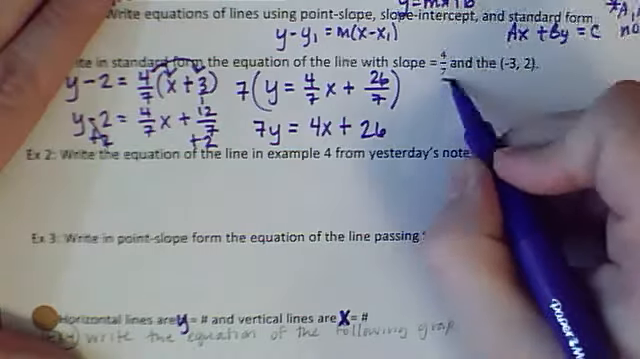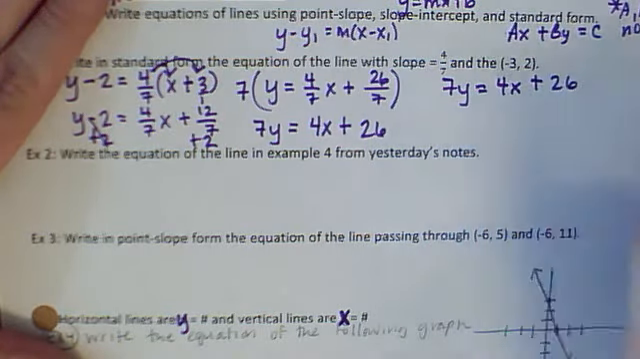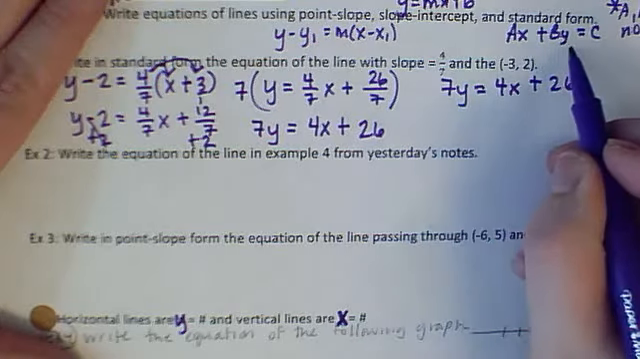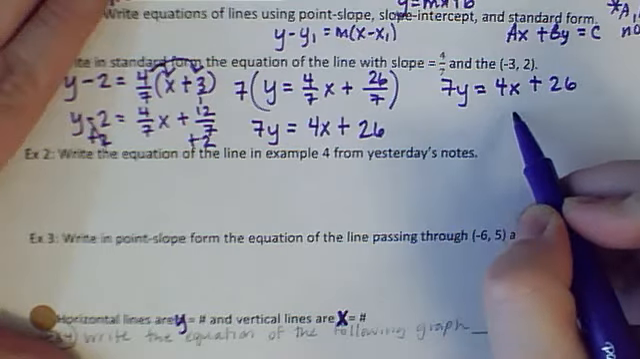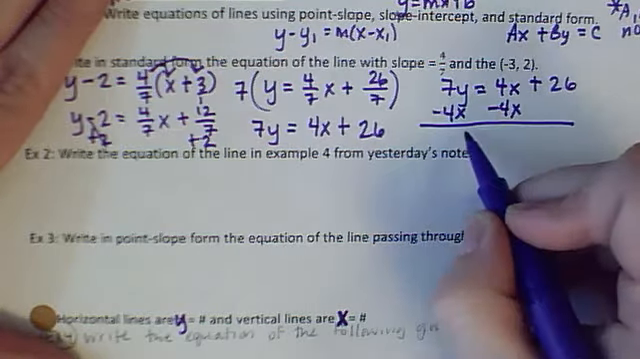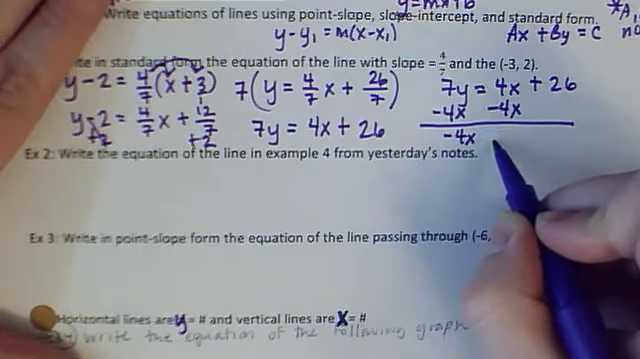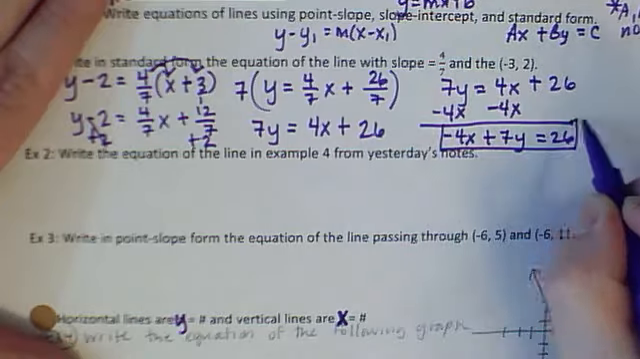Now if I rewrite this, I want my x and my y to be on the same side. So I just need to move this to the other side. I'm going to subtract it since it's positive. So your final answer is, we need to put the x first, -4x plus 7y equals 26. So there's your standard form.